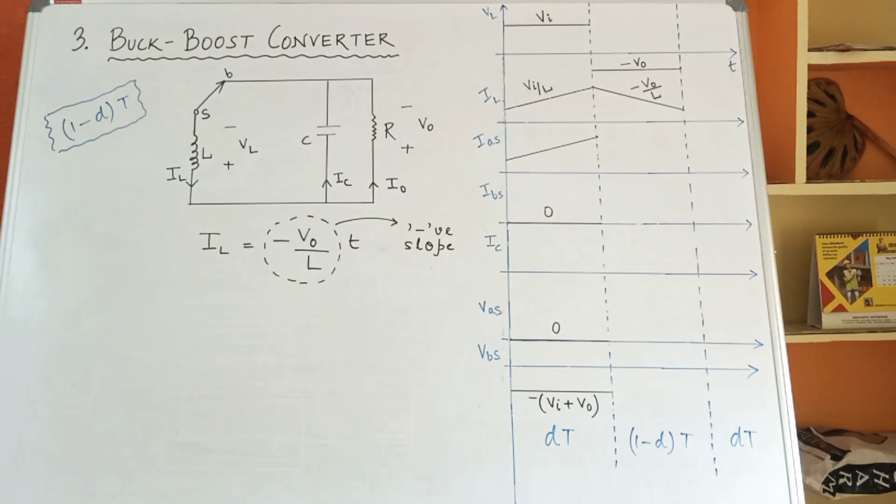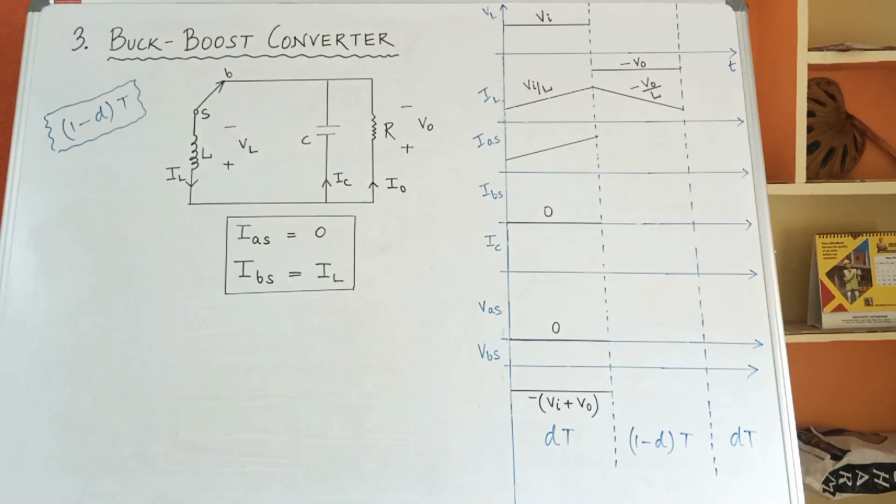Next, we are calculating the value of IL, which is nothing but minus V0 by L into T. The minus indicates that it is a negative slope or a decreasing slope. Thus, the representation of IL during the 1 minus dt period in the waveform is shown as a negative slope of minus V0 by L. Then we will find out the value of IAS and IBS during this period.